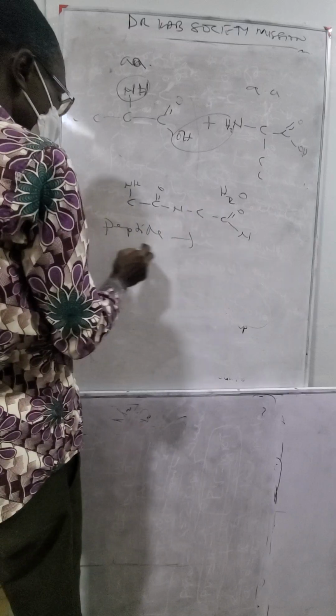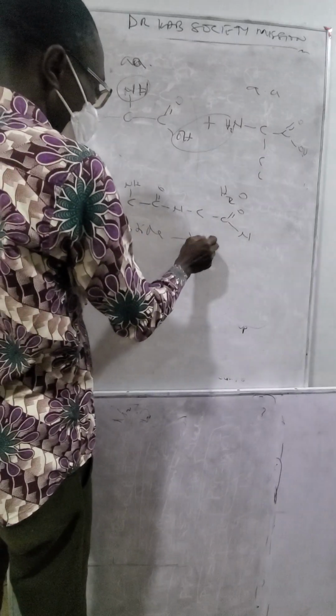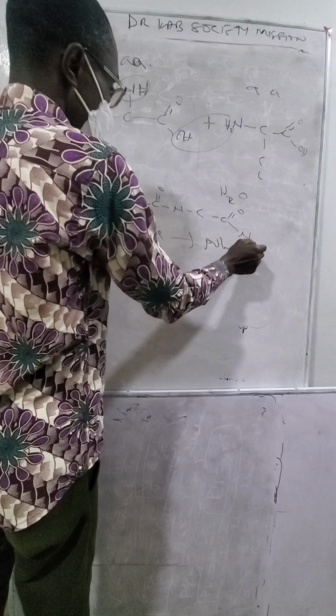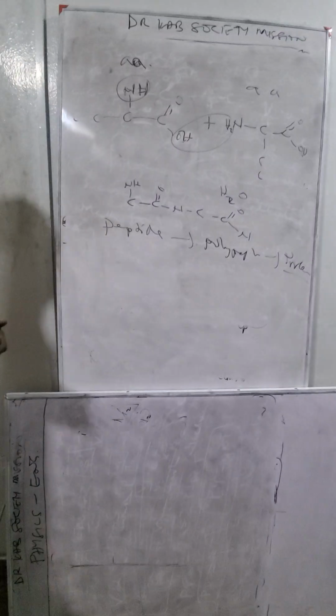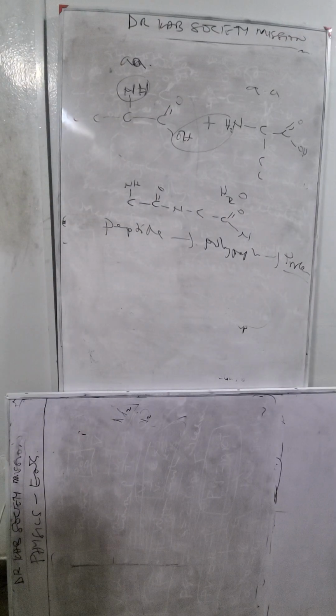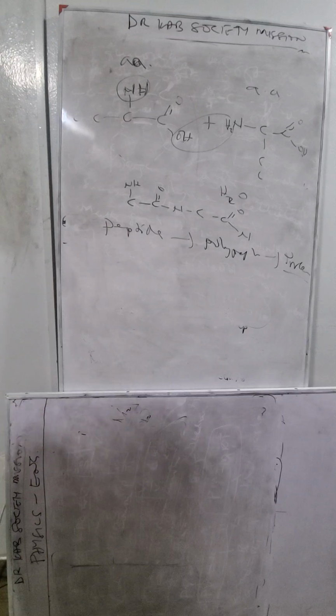Then it can go on to form what? Polypeptide. Polypeptide can go on to form protein, which is the longest chain. Okay, so in that order. So these are some of the reactions.